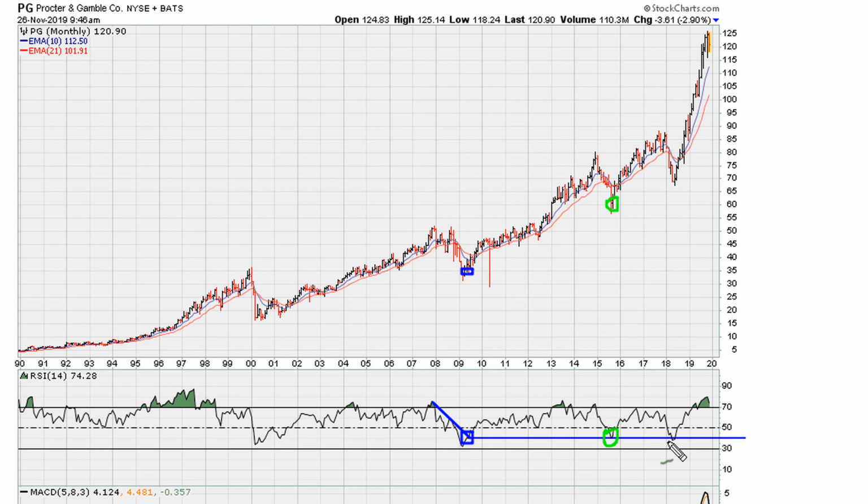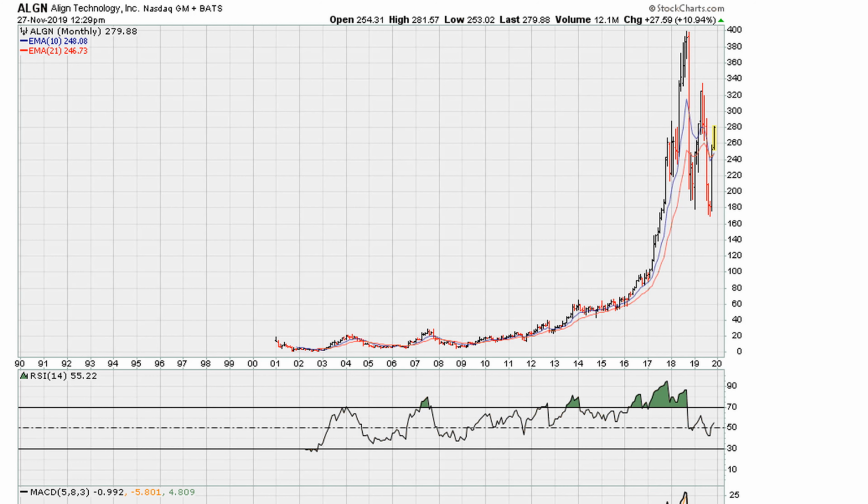Recently, in early 2018, we came back, tested the same area, and guess what? The market bounced. So that's the relationship we have between these lows and the lows of '09. Now, I should point out as a side note, this blue line here happens to be around the 38.2 RSI level.